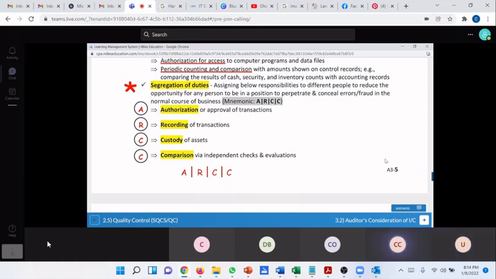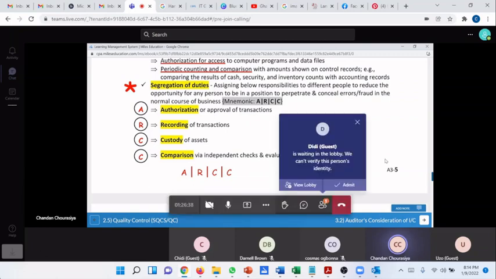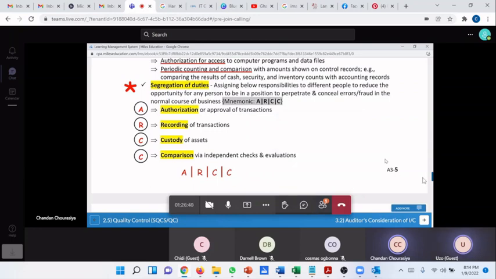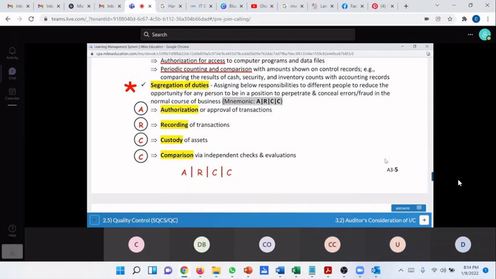Now the last thing is comparison, where somebody needs to independently review this. It can be an internal auditor, or an accounts team which verifies independently whether the purchase order raised is correct or not, or the transaction is correct or not. So this is the comparison part.